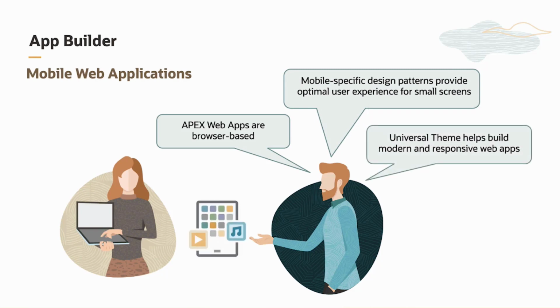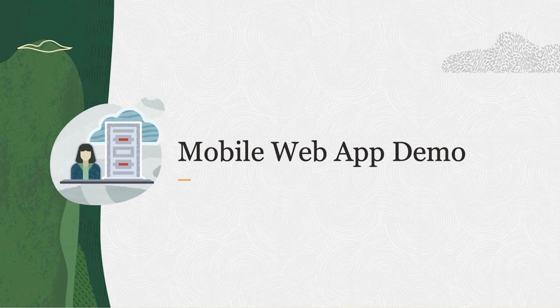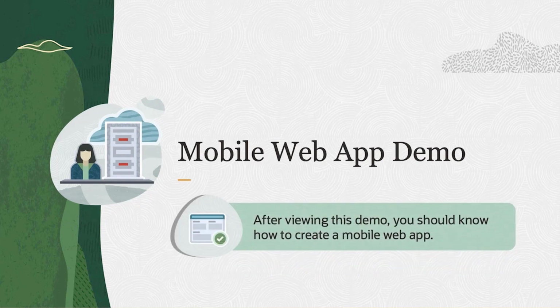And Universal Theme is a theme that supports responsive web apps that are going to render depending on the device that they are viewed on. So let's take a look at mobile web apps. And after viewing this demonstration, you should know how to create a mobile web app.